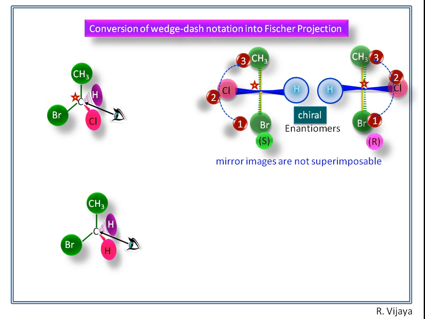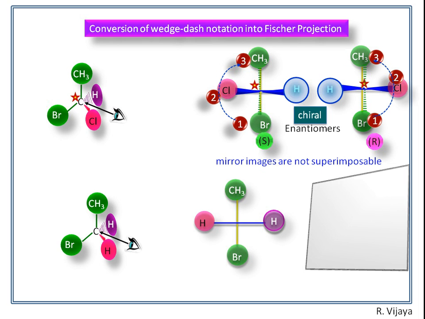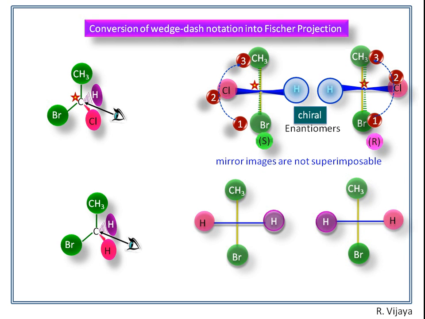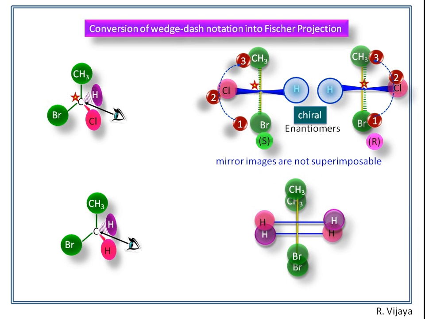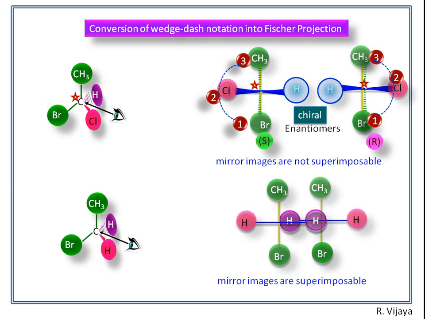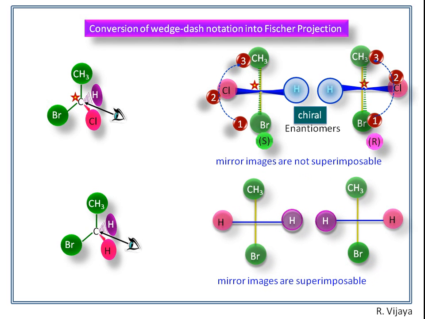Here the wedge dash formula is converted into Fischer projection. Now we take the mirror image of this molecule. Here these mirror images are superimposable. So these molecules are not chiral molecules. These molecules are said to be achiral molecules. Thank you.